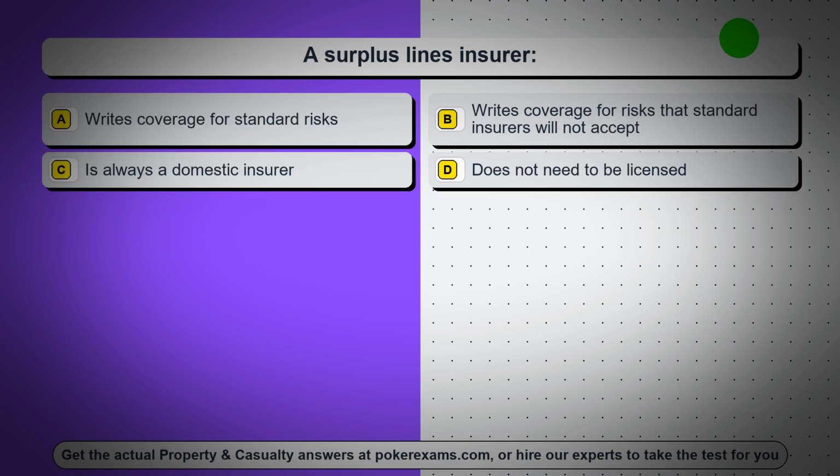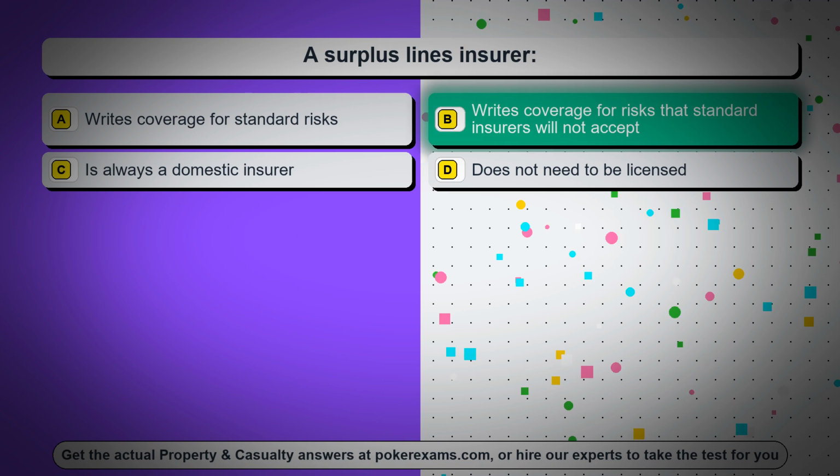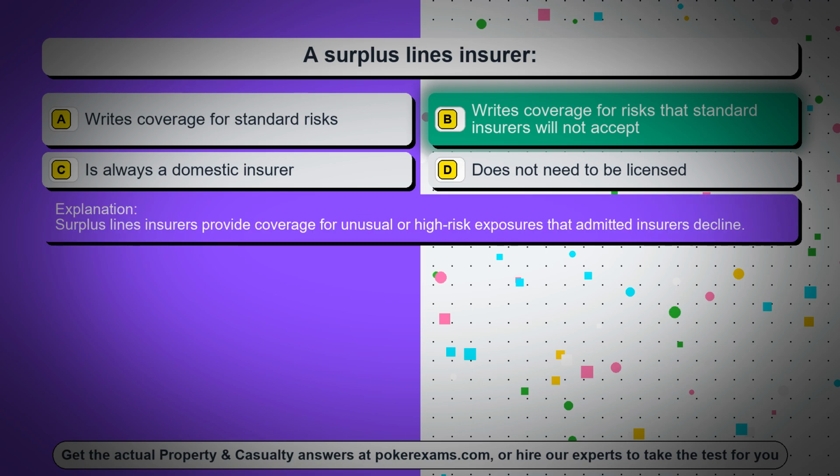Question 57. A surplus lines insurer: Option A, writes coverage for standard risks. Option B, writes coverage for risks that standard insurers will not accept. Option C, is always a domestic insurer. Option D, does not need to be licensed. The correct answer is option B, writes coverage for risks that standard insurers will not accept. Surplus lines insurers provide coverage for unusual or high-risk exposures that admitted insurers decline.